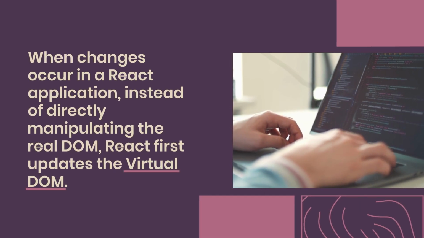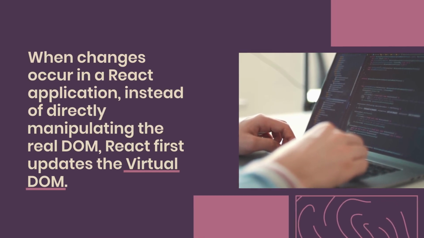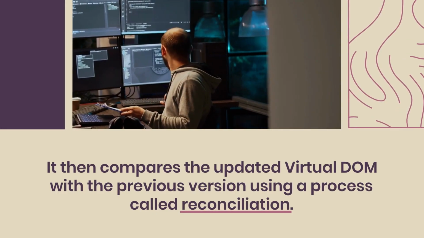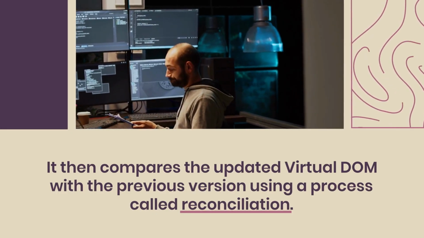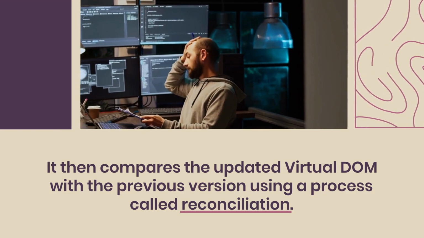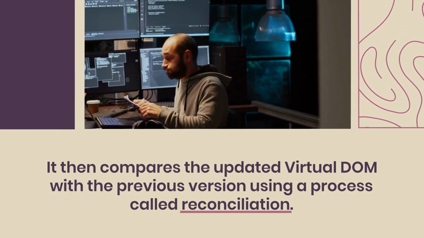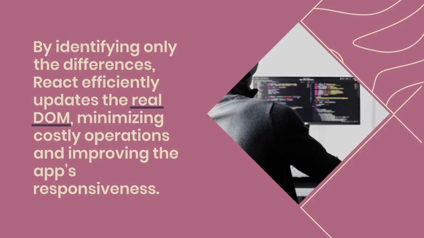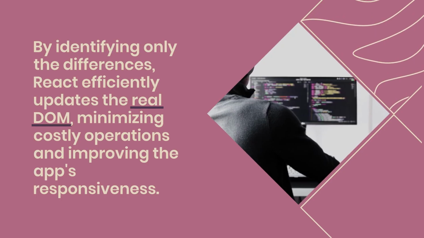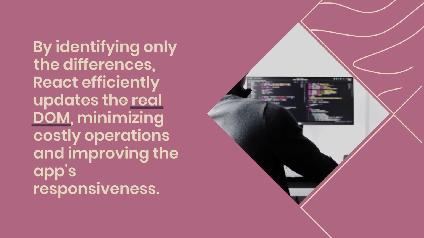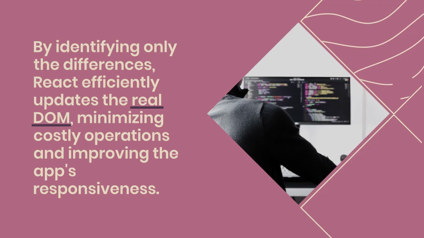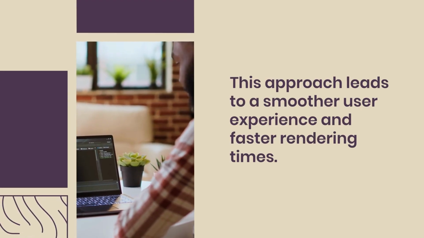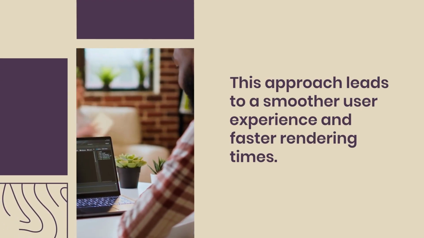When changes occur in a React application, instead of directly manipulating the real DOM, React first updates the virtual DOM. It then compares the updated virtual DOM with the previous version using a process called reconciliation. By identifying only the differences, React efficiently updates the real DOM, minimizing costly operations and improving the app's responsiveness. This approach leads to a smoother user experience and faster rendering times.